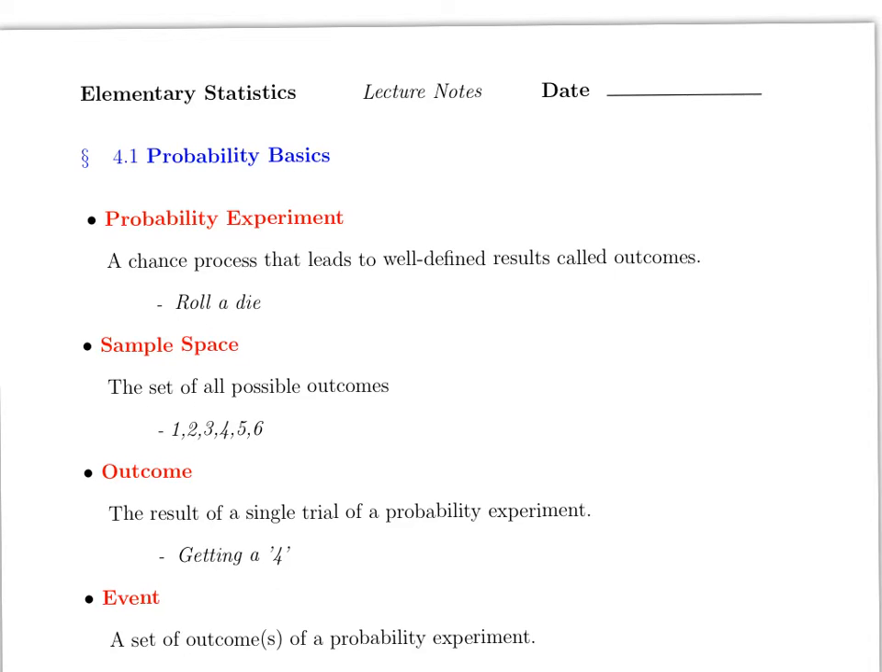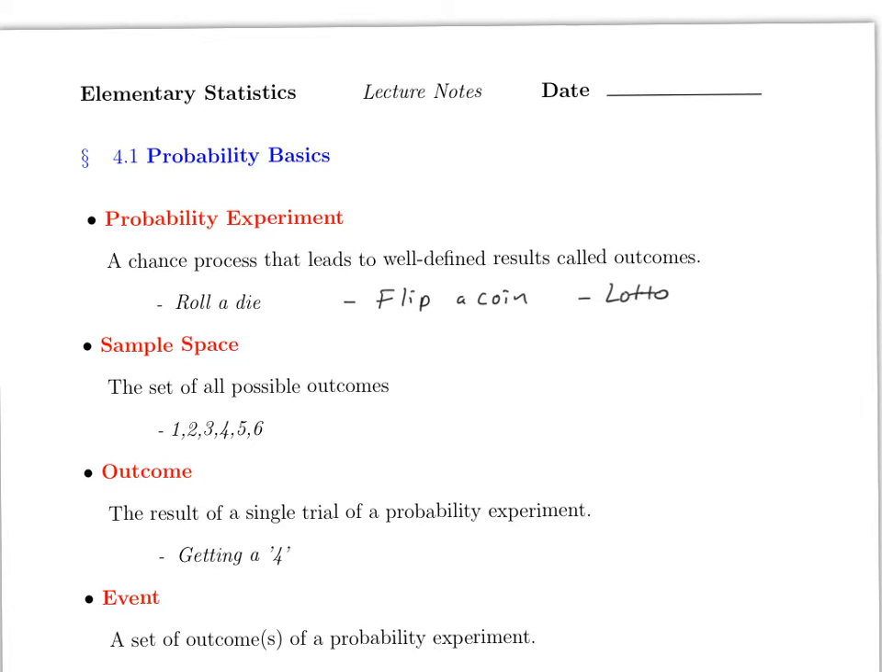An example of this would be if you roll a die, if you flip a coin, or if you buy a lottery ticket. The tricky part, usually in probability, is to figure out the sample space. The sample space is the set of all possible outcomes, or everything that could happen. And usually this is the part that is tricky to figure out.